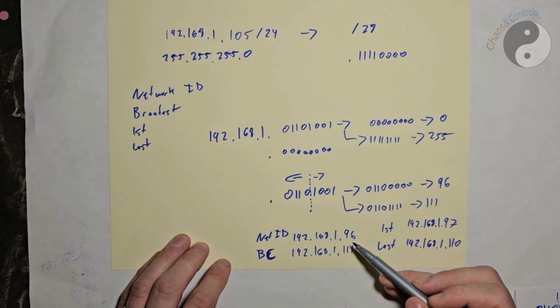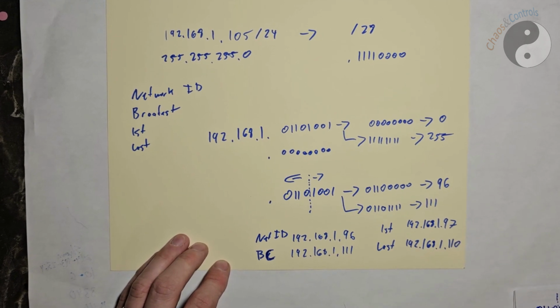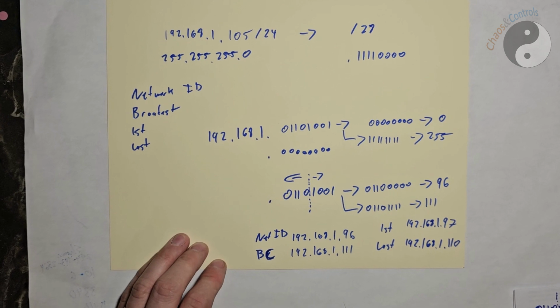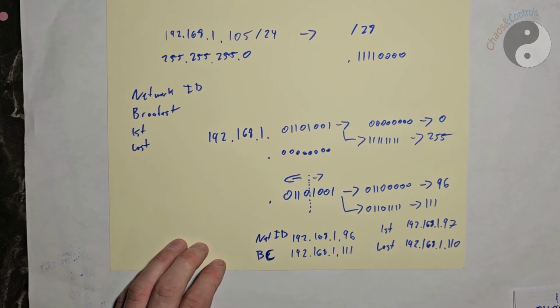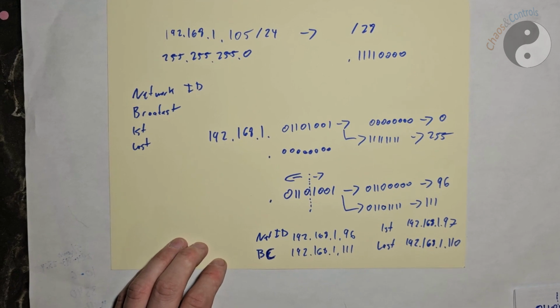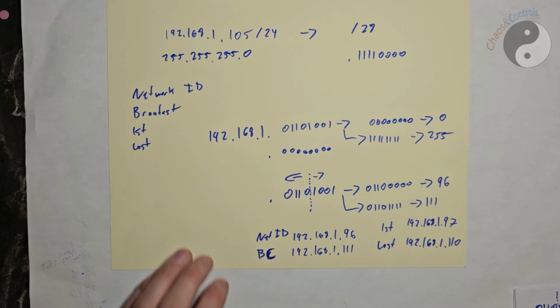Network ID, broadcast. Hopefully this helps clear up a handful of mysteries with subnetting. Again, if you don't have a full understanding of binary and how it works, I strongly encourage you to go back and look at those videos. If there's continued confusion, I'm more than happy to talk about this more later.